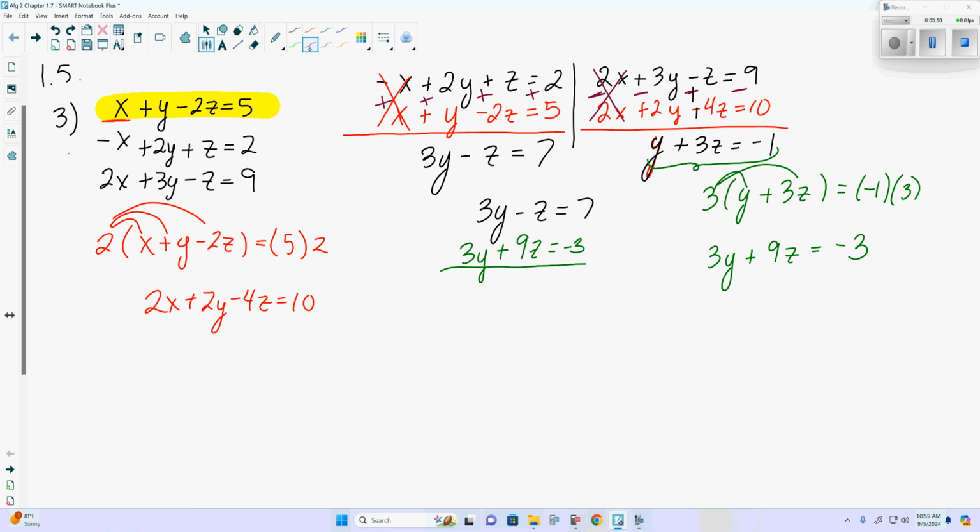Now, since we have positive 3y, positive 3y, since the signs are the same, we're going to subtract. 3y minus 3y is 0. Negative z minus 9z would be negative 10z. And lastly, 7 minus negative 3, the negative negative make a plus, giving us 10. Since we now have one equation with one variable, we would divide both sides by negative 10, telling us z is negative 1. Now at this point here, we just need to solve back through.